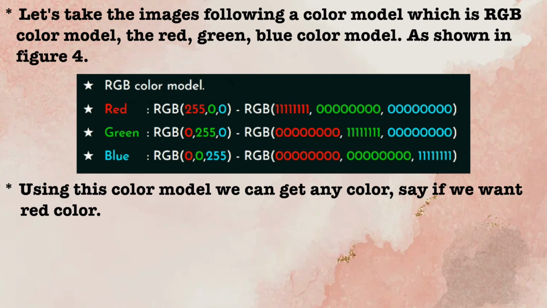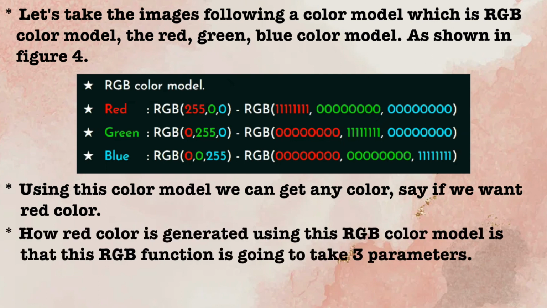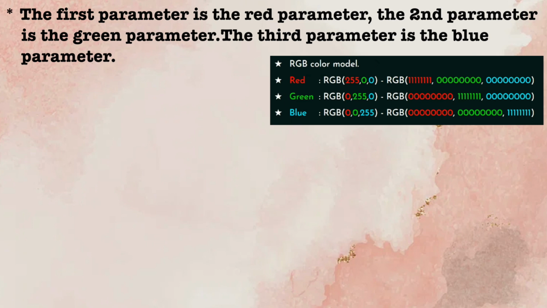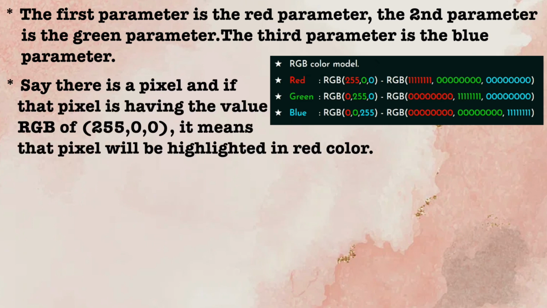If we want red color, how is red color generated using this RGB color model? This function is going to take three parameters. The first parameter is the red parameter, the second is the green parameter, and the third is the blue parameter. If a pixel has the RGB value of 255, 0, 0, it means that pixel will be highlighted in red color. How did we get this?